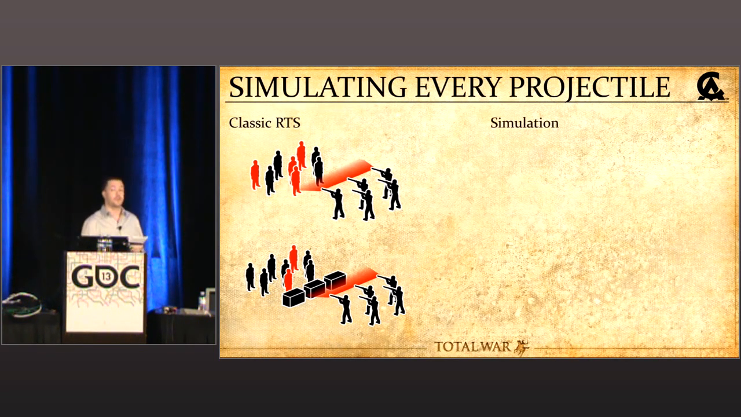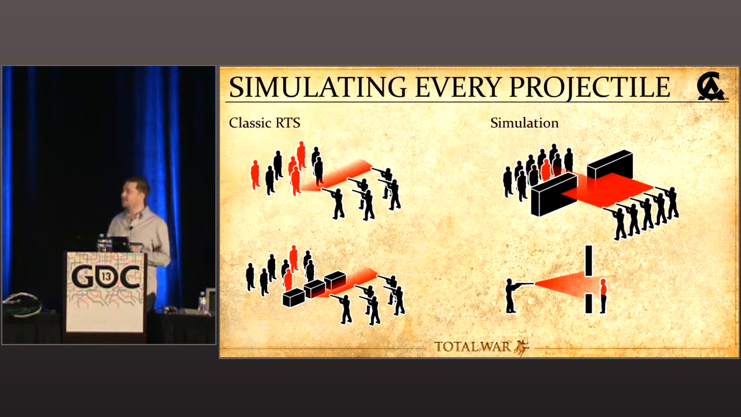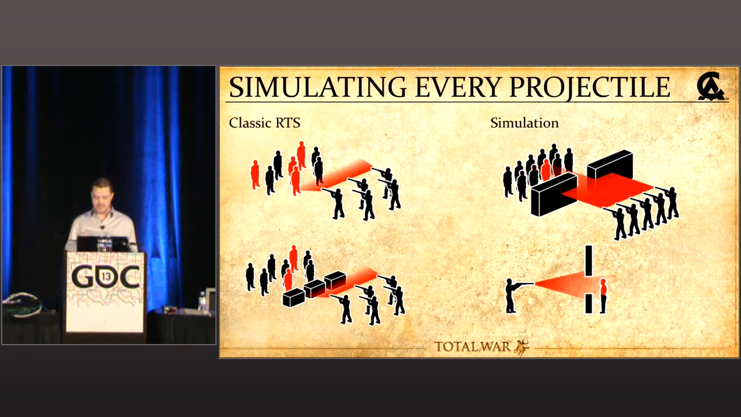Simulation, on the other hand, means that you're modeling every projectile. And that means that it's actually the ballistics themselves that determine the kill rate. And that means that the effect of cover is entirely dependent on exactly where and how the men are standing and on the nature of the intervening geometry. And as designers, that's really, really scary, right? Because it means we're not totally in control.